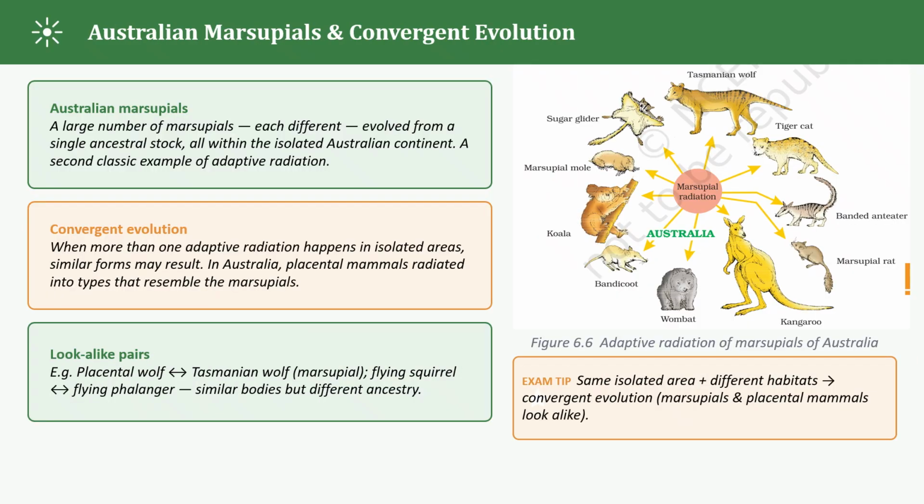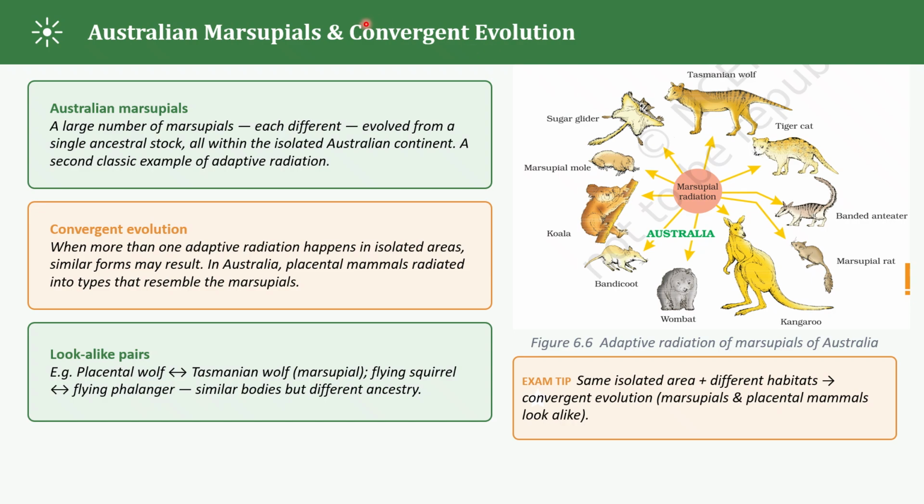Next we are going to see Australian marsupials. It is another excellent example, which is found in Australia. Australia remained isolated from other continents for millions of years. In this isolated continent, a group of mammals called marsupials evolved. Marsupials are mammals that carry their young ones inside a pouch, for example the kangaroo, koala, wombat and Tasmanian wolf. All these animals evolved from a single ancestral marsupial. Since they occupied different habitats, they gradually developed different body forms. Again, this is another example of adaptive radiation.